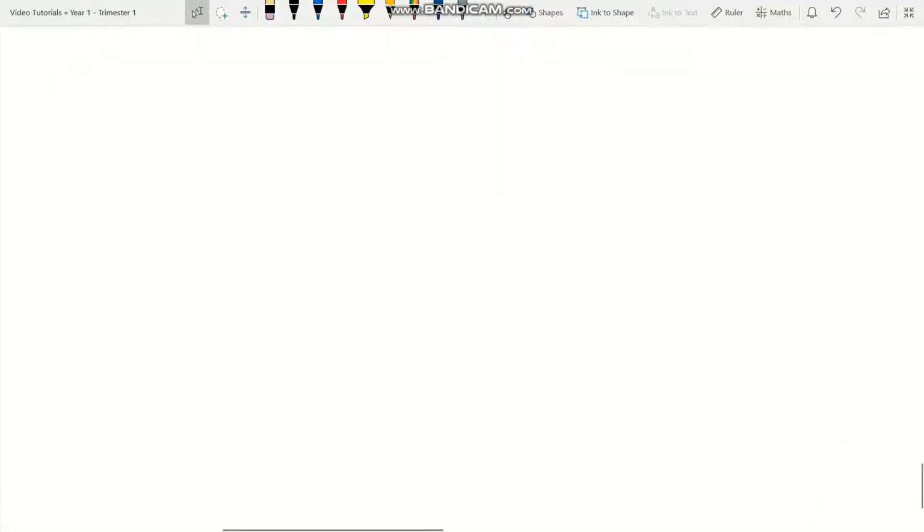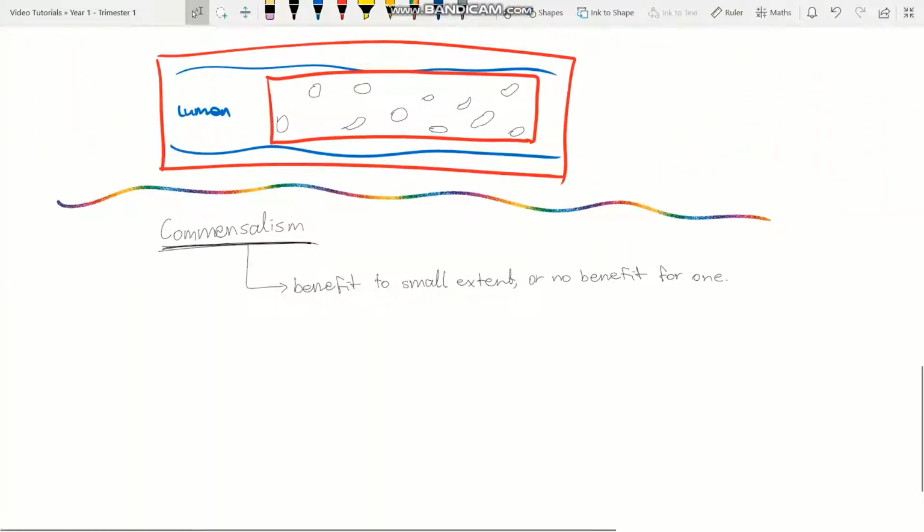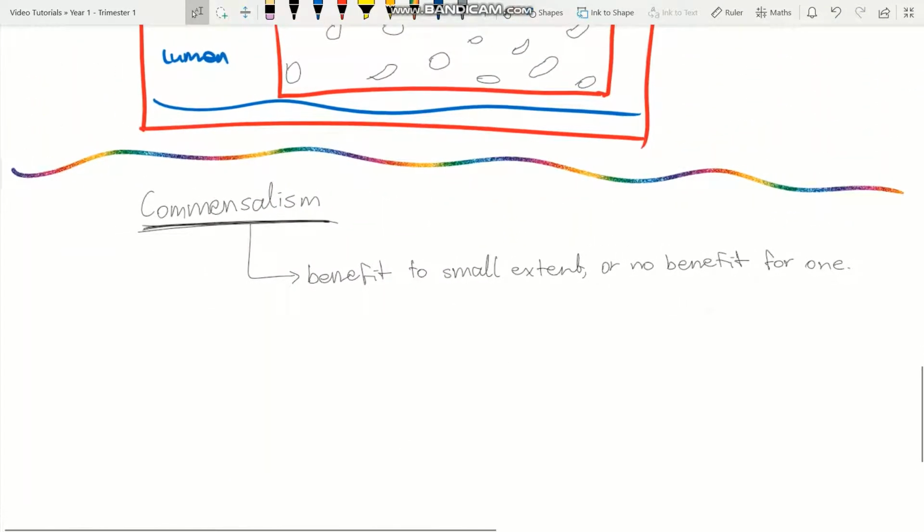And once again, I'll take the example of E. coli, because E. coli in the colon essentially is quite happy there because it's receiving all of the nutrients from the food that passes through the colon, but at the same time, it doesn't really have any benefit to the body other than allowing for the digestion of vitamins.